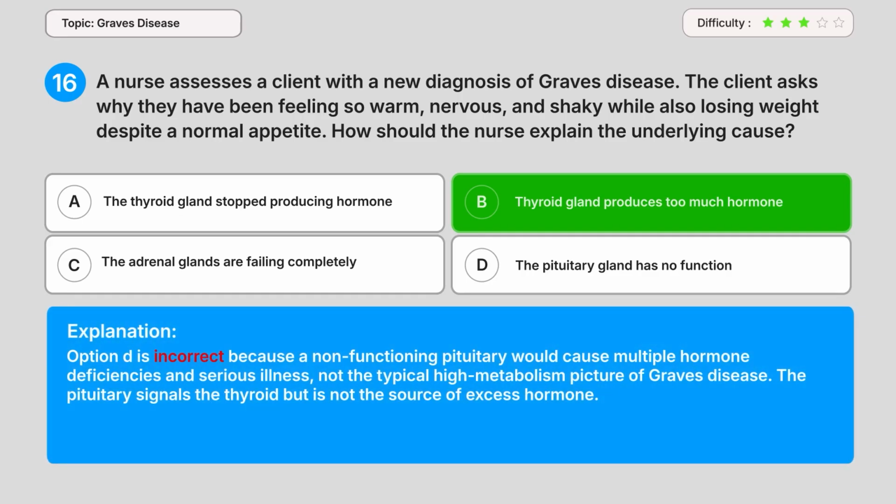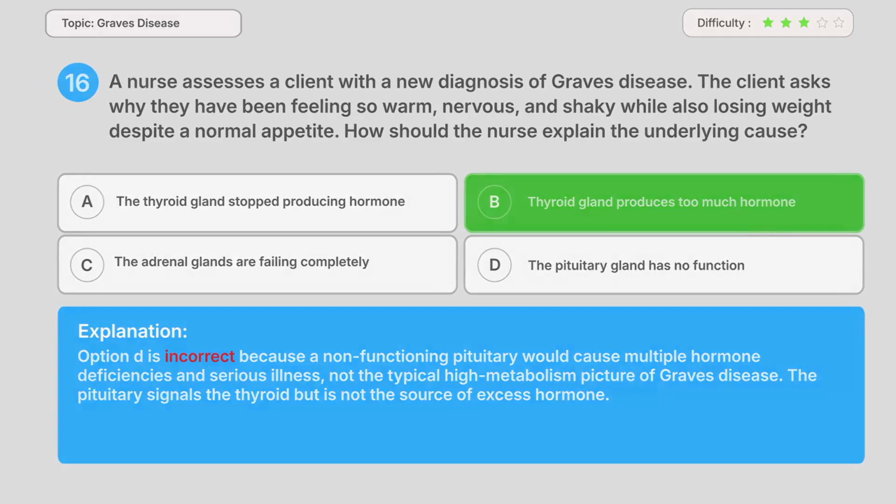Option D is incorrect because a non-functioning pituitary would cause multiple hormone deficiencies and serious illness, not the typical high metabolism picture of Graves' disease. The pituitary signals the thyroid, but it's not the source of excess hormone.